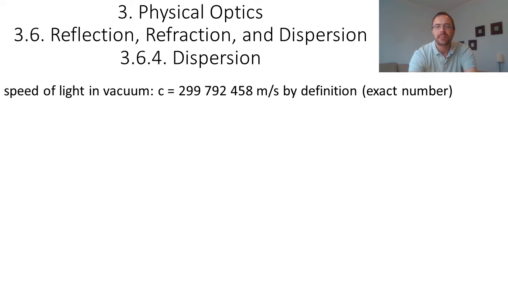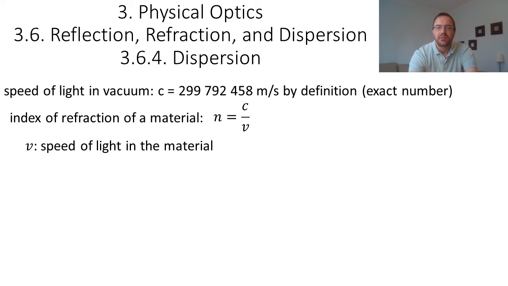And in a material, the speed of light is smaller, and we have already introduced the index of refraction, n equals c over v, where v is the speed of light in the material. And we have already seen that the wavelength is also smaller in a material, and it is given by the wavelength in vacuum divided by the index of refraction.